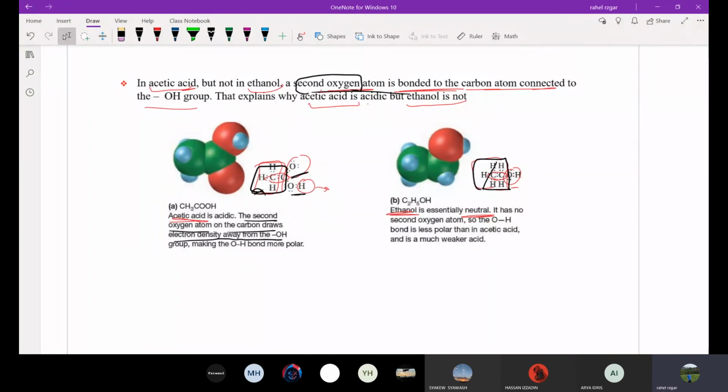There is still some H in the solution. Okay, but ethanol cannot donate anything. We remember that. Ethanol, we said it's not an electrolyte. It's not an electrolyte.